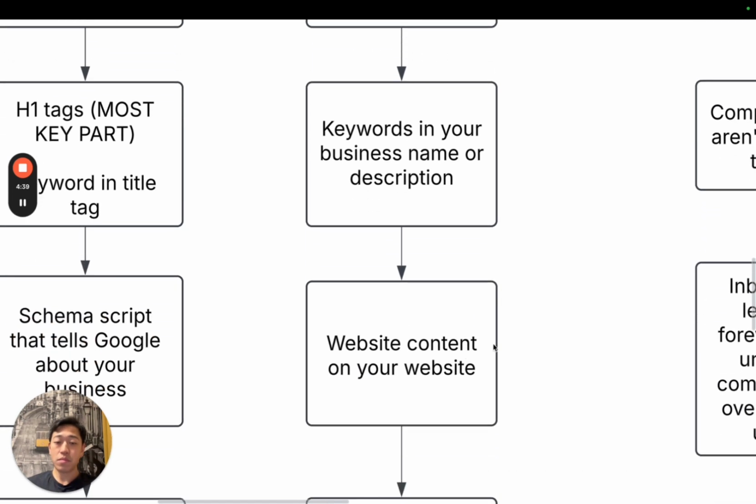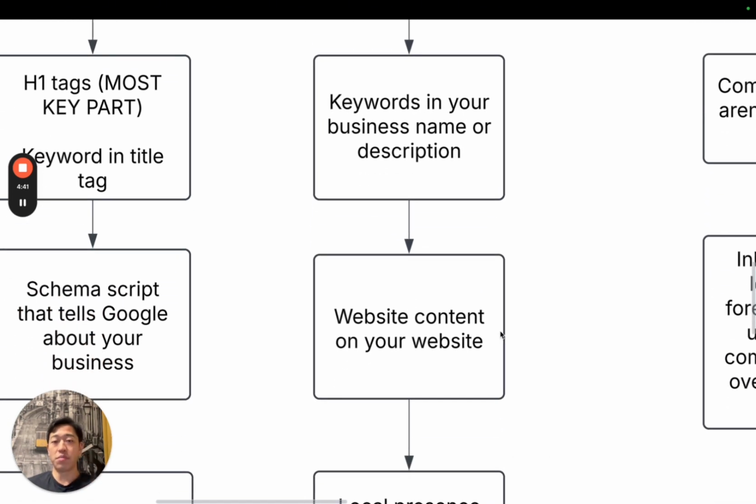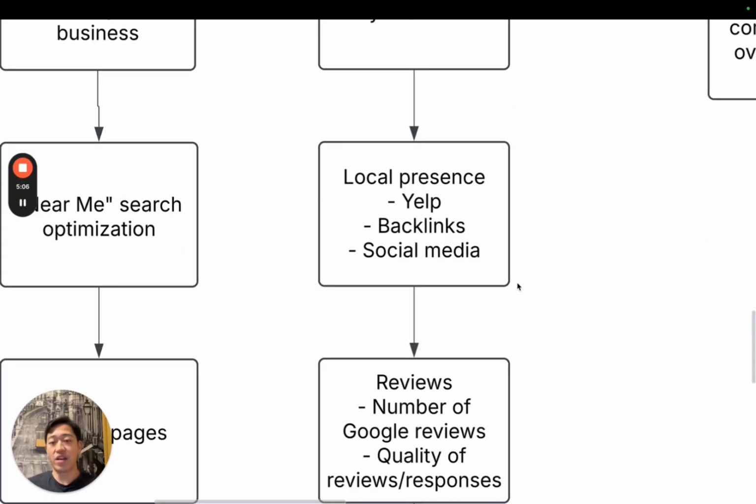After that, Google also determines ranking based on the content on your website. Google will scrape through all of your pages and see what type of services you offer. And if it doesn't give much detail or doesn't have any reviews, Google is going to penalize you for that and you won't rank as high. And the next thing is local presence.